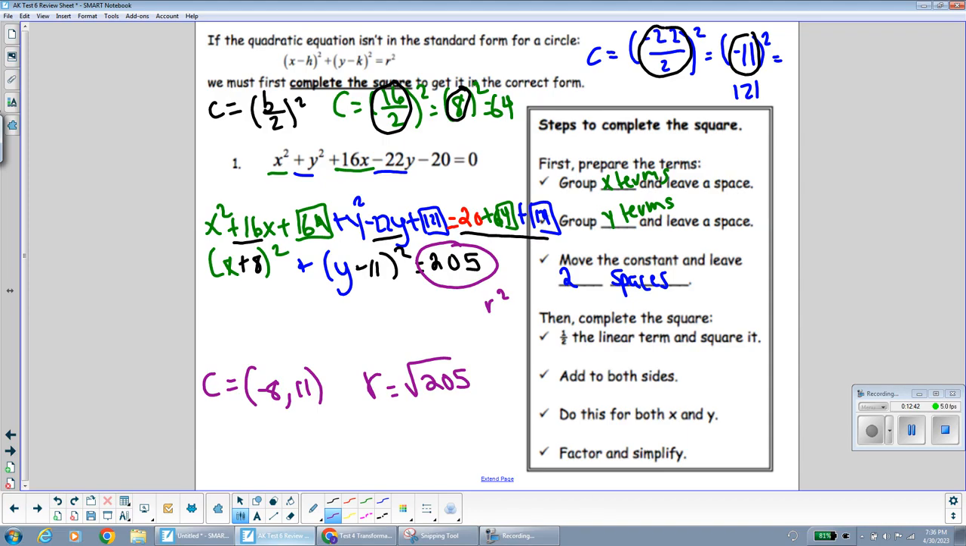And now we're finished. We changed the format of this equation into our regular format that we could see the center and the radius of. And then we identified the center and the radius from the equation.